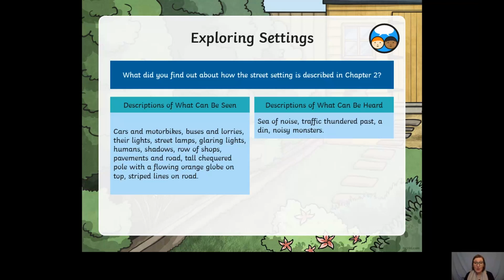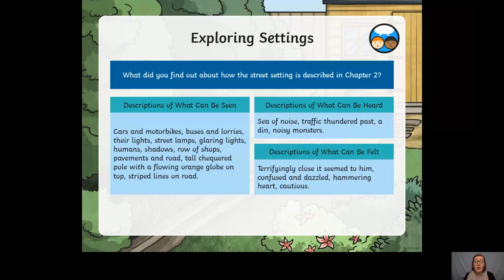Then let's have a look at the description of what can be heard. There was a sea of noise, traffic thundering past, a din, and a din is another word for a loud noise, and noisy monsters. Do you think that the noisy monsters possibly could have been the cars? Maybe.